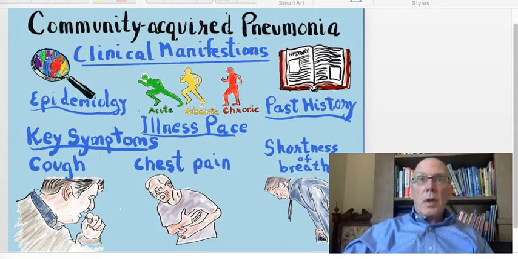Pace of illness: was the onset acute, subacute, or chronic? And finally, what were the key symptoms and signs? For pneumonia, you want to focus on cough, chest pain, and shortness of breath.